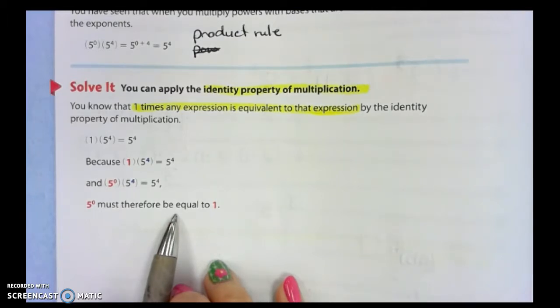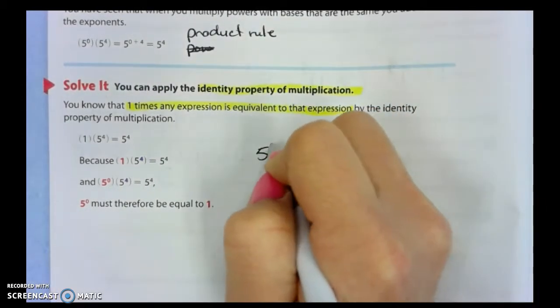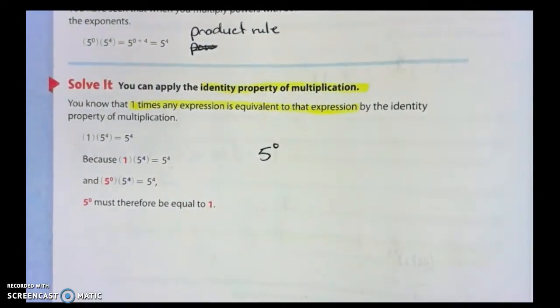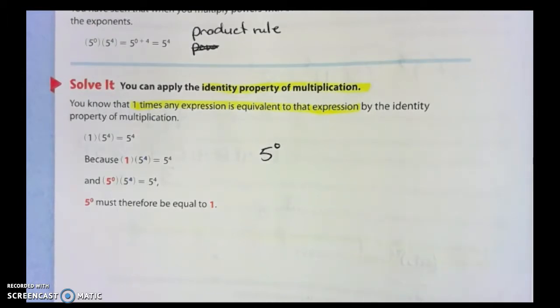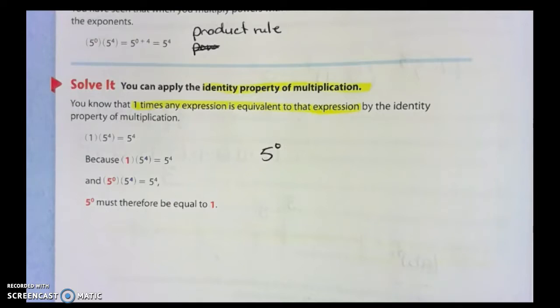Now, they're calling that an explanation. I don't really feel like they explained anything to you. Think about it this way. If you've got 5 to the 0, that would mean the factor of 5 0 times, right? Now, there's a difference between having nothing and having something. What number is implied? 1. We imply a 1 when we're multiplying.